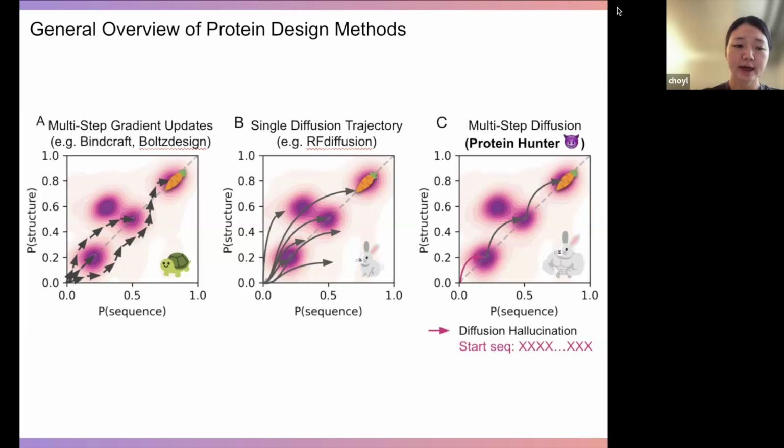If you backpropagate multiple times, you can get a sequence that achieves higher scores. You repeat this process until you get highly optimized scores, and this way you're basically co-optimizing the structure and the sequence together. The good thing about this method is that it can optimize whatever you want without fine-tuning or retraining your models. You can always give it a customized loss with just a few lines of code.